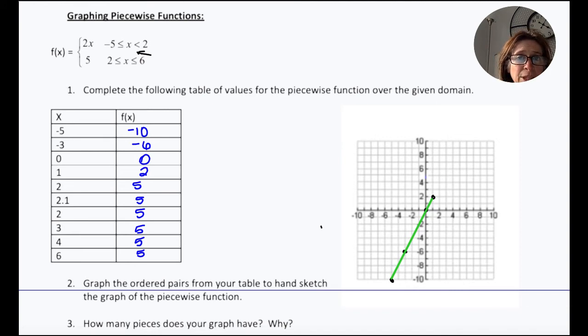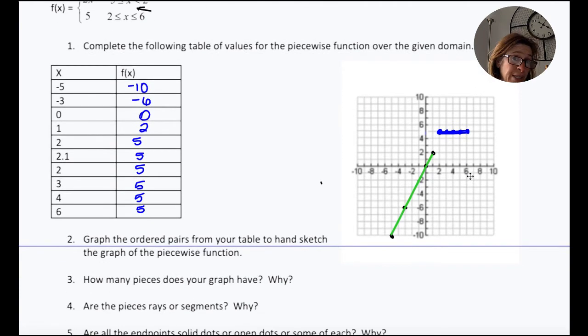Now I'm going to go from 2 to 6. From 2, including 2, to 6, I'm going to have 5. So I'm going to have a closed circle here, and a closed circle here. We did all of them. And I'm going to connect those between 2 and 6, so I have a nice horizontal line. Okay, not the prettiest graph.